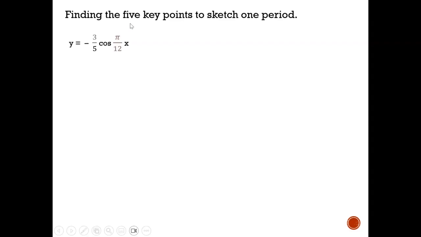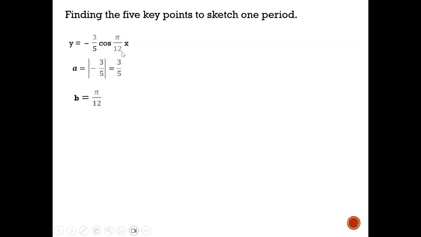Okay, now for this one, guys, it just says find the 5 key points to sketch one period. But we're not sketching it. It just says to find the 5 key points. So again, my amplitude will be negative 3/5, the absolute value, which will be 3/5. So this is my amplitude.